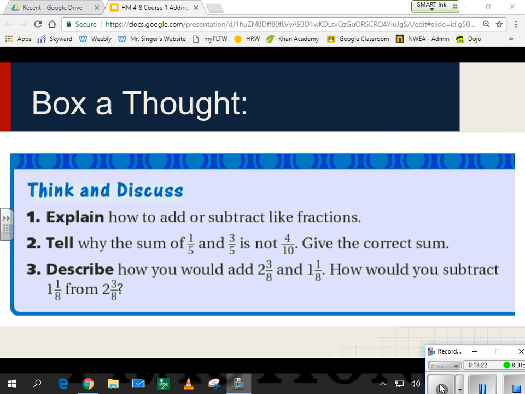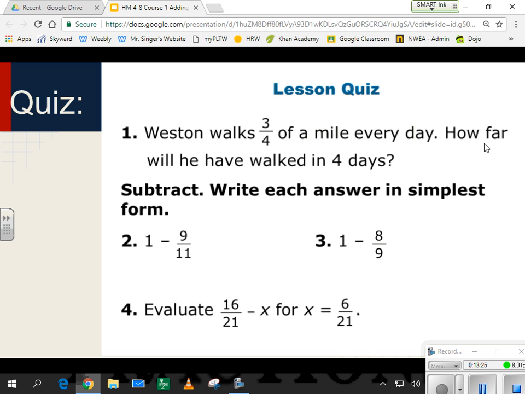All right, here's your quiz. You've got 4 problems. Do your best, show your work, and make sure everything is in simplest form. And when you're done, come on up to me.